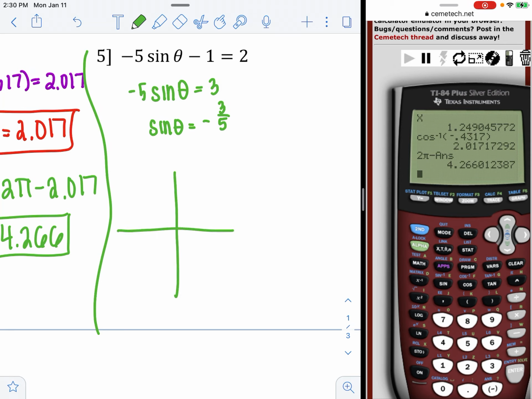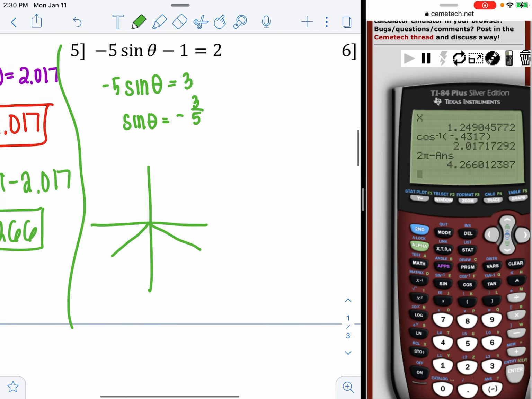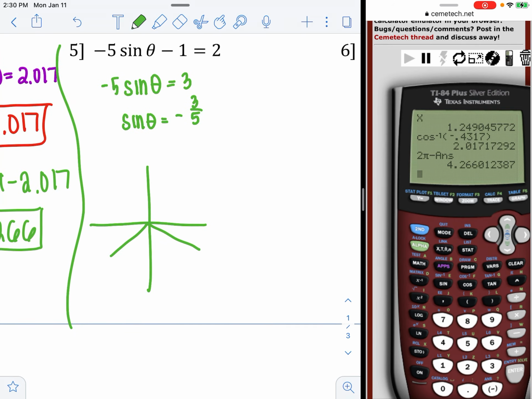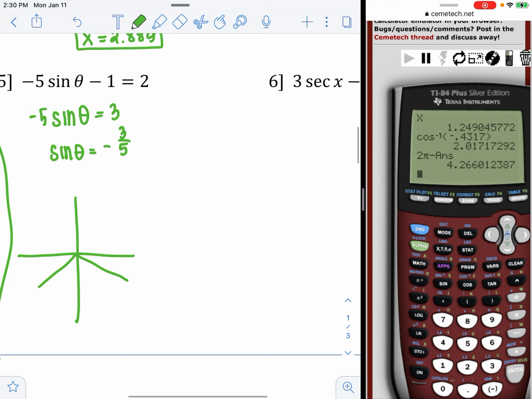I want to know where is sine negative. Sine's negative in the third and the fourth quadrant. So once again, this angle and this angle are the same. So I'll see how that's going to help me. Okay, I'm going to put in my calculator sine inverse of -3/5 and see what I get. Sine inverse of -3 divided by 5.